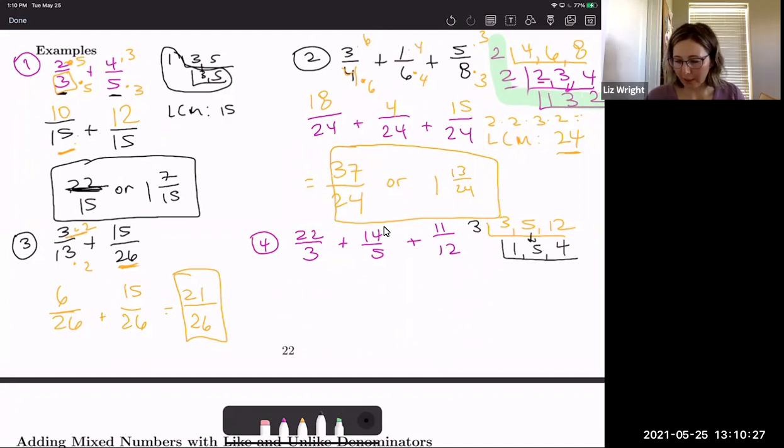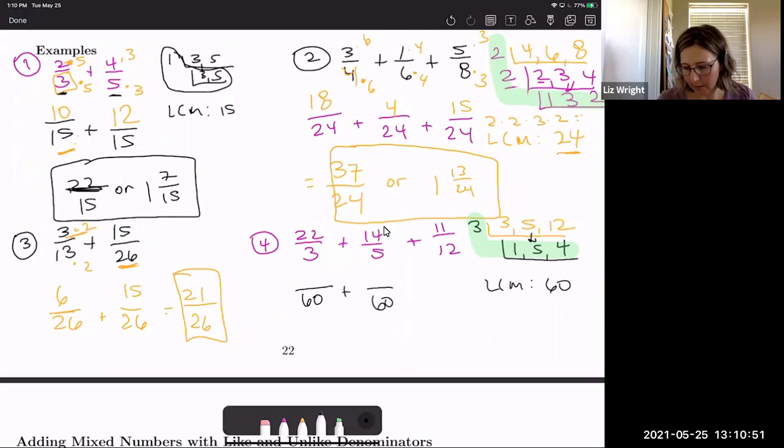So I'm looking, there's nothing more for me to take out. So that means my LCM is going to be 3 times 1 times 5 times 4 multiplied together, which is going to get me my LCM of 60 because 5 times 4 is 20. 20 times 3 is going to give me 60. All right, so here we go. We're going to write up 60 and then 60 and then 60. So we're going to write that up.